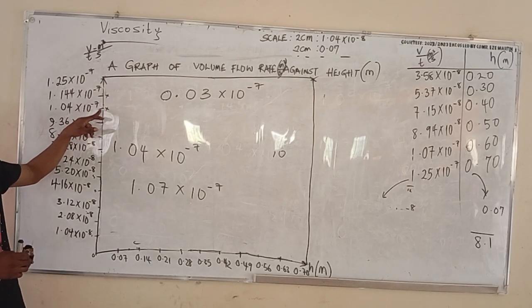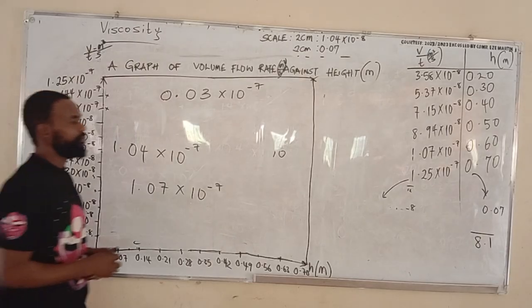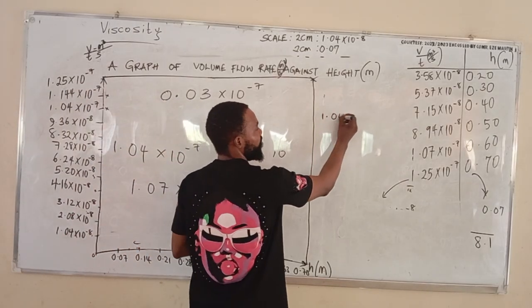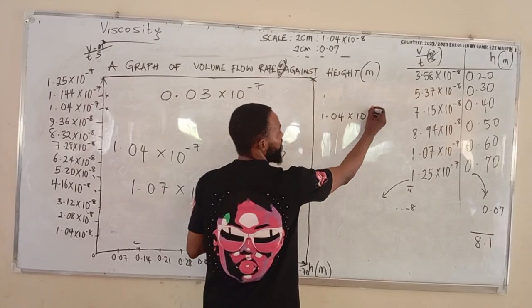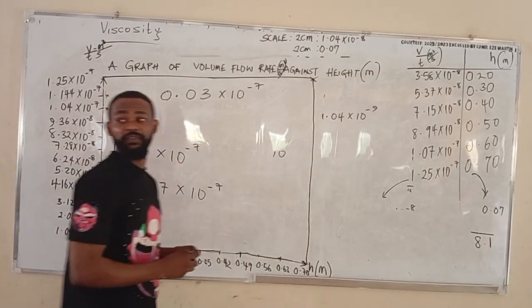Please look for me. Each of the boxes from here to here is 1.04 times 10 raised to the power minus 8. Is it not true? Yes. Divide it by 10 for me. 1.04 times 10 raised to the power minus 9. You see what you have?